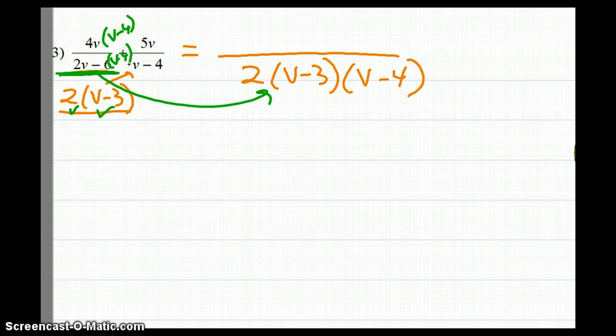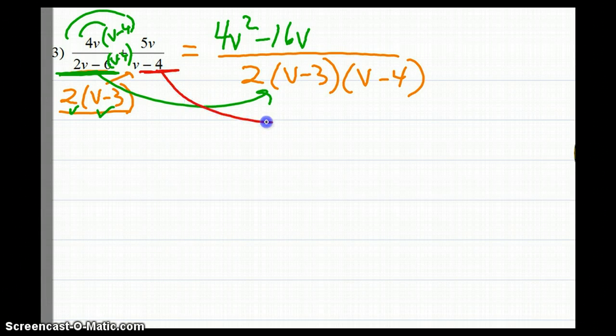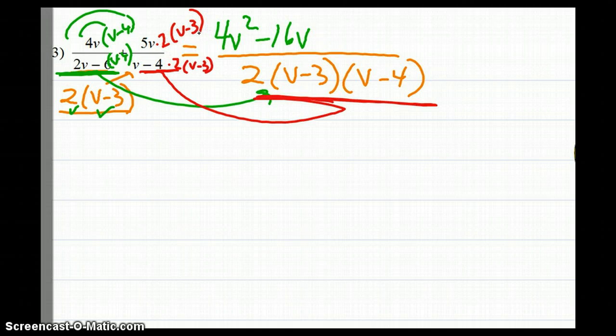Let's distribute through. 4v times v is a 4v squared. 4v times a minus 4 is a minus 16v. Let's look carefully at what this second fraction has. It has a v minus 4, but it needs all of this. So it needs a 2, and it needs the v minus 3 on the top. So the easiest way to distribute this is to call this 10v times v will be a 10v squared. 10v times a negative 3 will be my minus 30v.